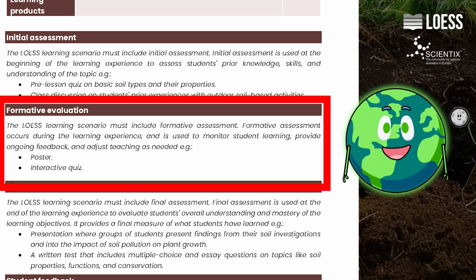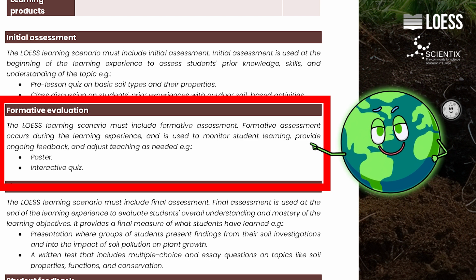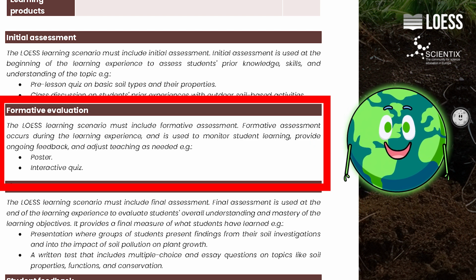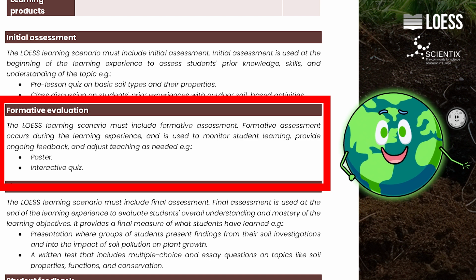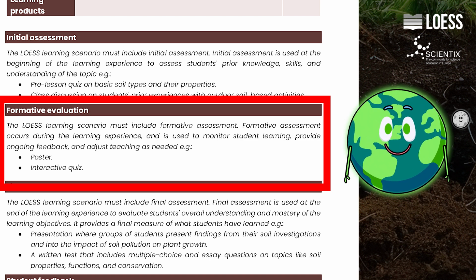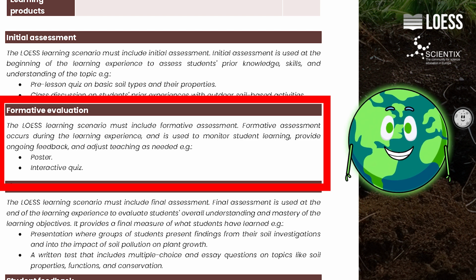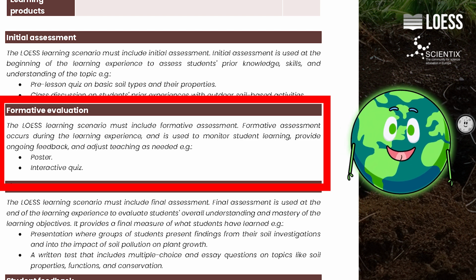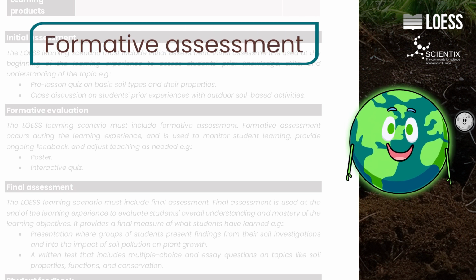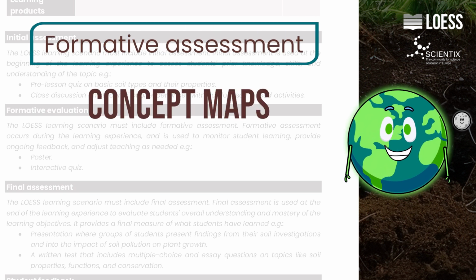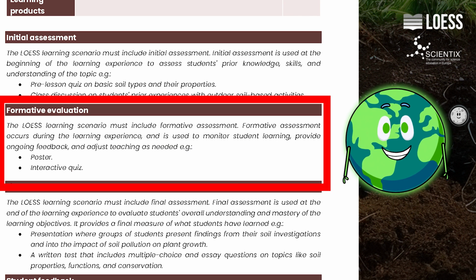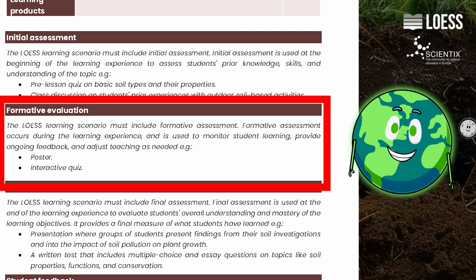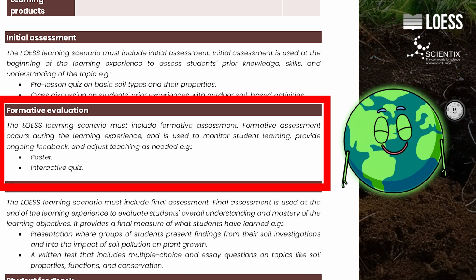have learned. You also need to include formative assessment, which happens throughout the learning experience. This allows you to track student progress, provide feedback, and adjust your teaching methods as needed. When filling out this section, think about ways students can demonstrate their understanding before reaching the final assessment stage. This could be through interactive activities like concept maps, peer discussions, or even quick quizzes. The goal is to encourage students to reflect on their learning and apply their knowledge in creative ways.